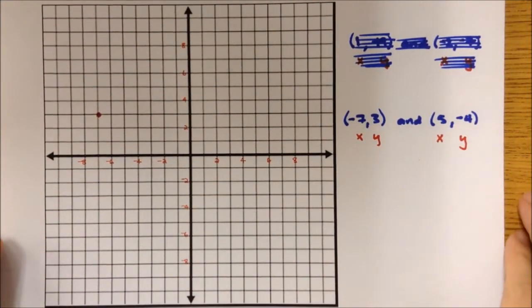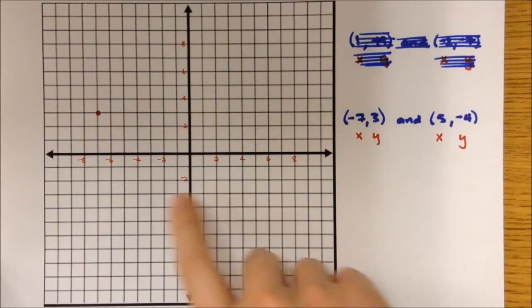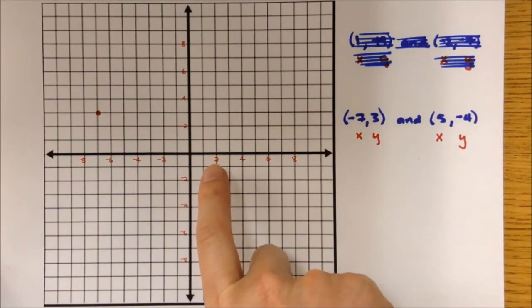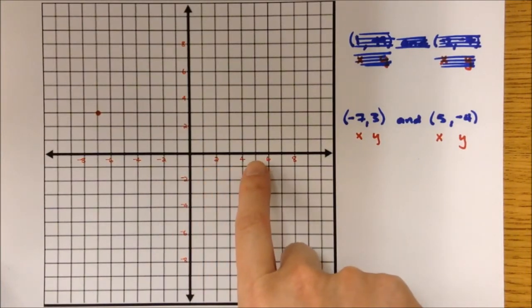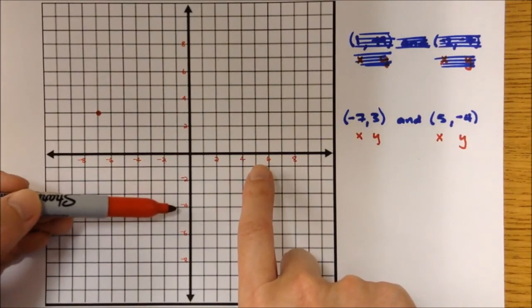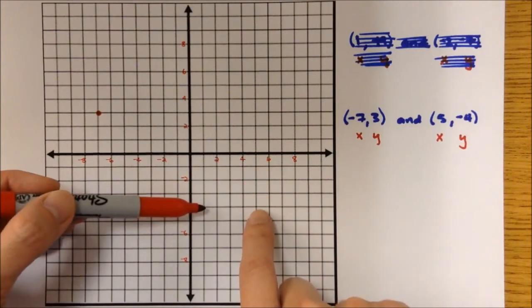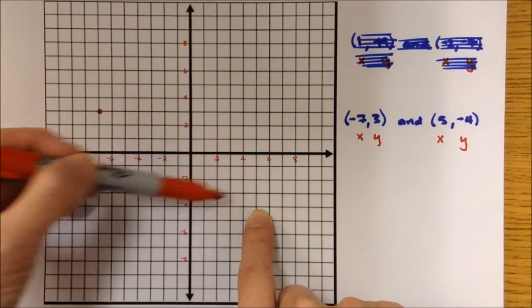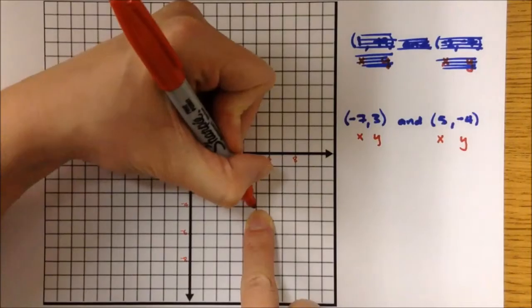Next is the second corner point, 5, -4. So my positive x value is 5, so it's going to be right here between 4 and 6. And then -4, it's going to be right there, so I'm going to meet right here. So 5, -4, right there.